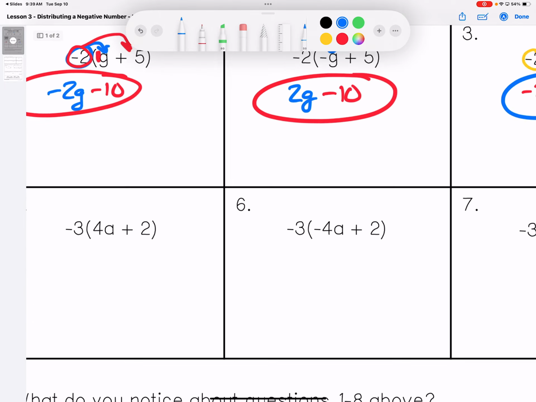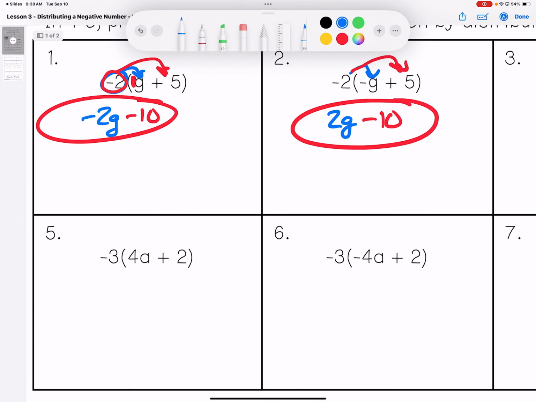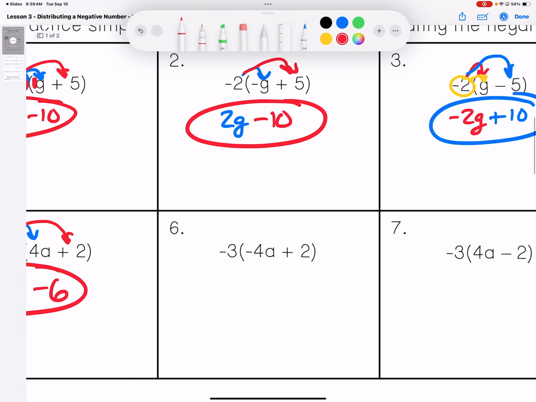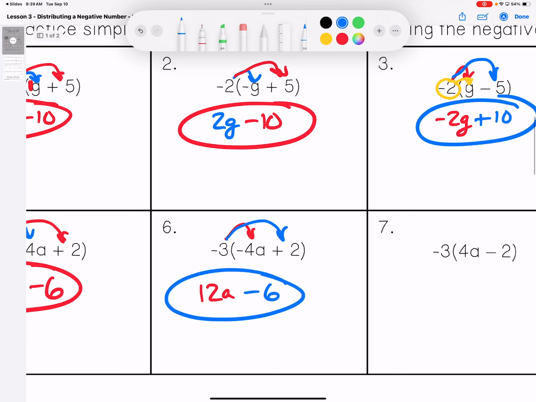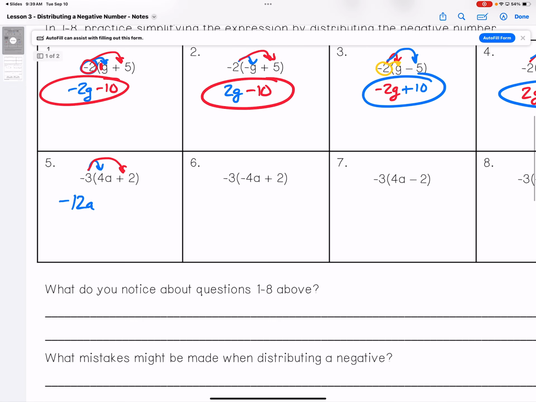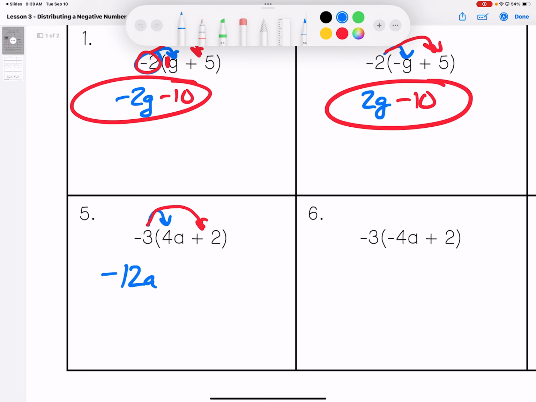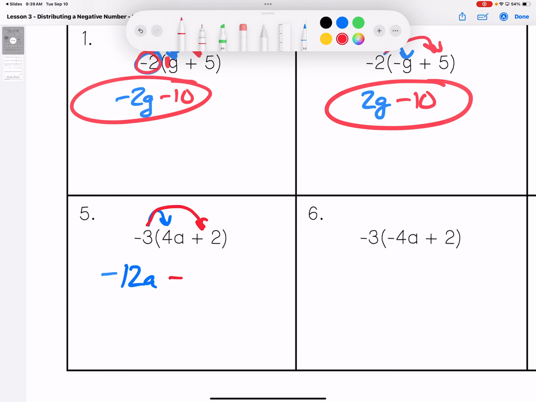Welcome back. Now let's go ahead and solve these 5 through 8 and make sure you got them right. Negative 3 times positive 4a is negative 12a. Negative 3 times a positive 2 is negative 6. That is your answer. Negative 3 times negative 4 is a positive 12a. Negative 3 times a positive 2 is negative 6. I will rewrite all of that so you can have it.